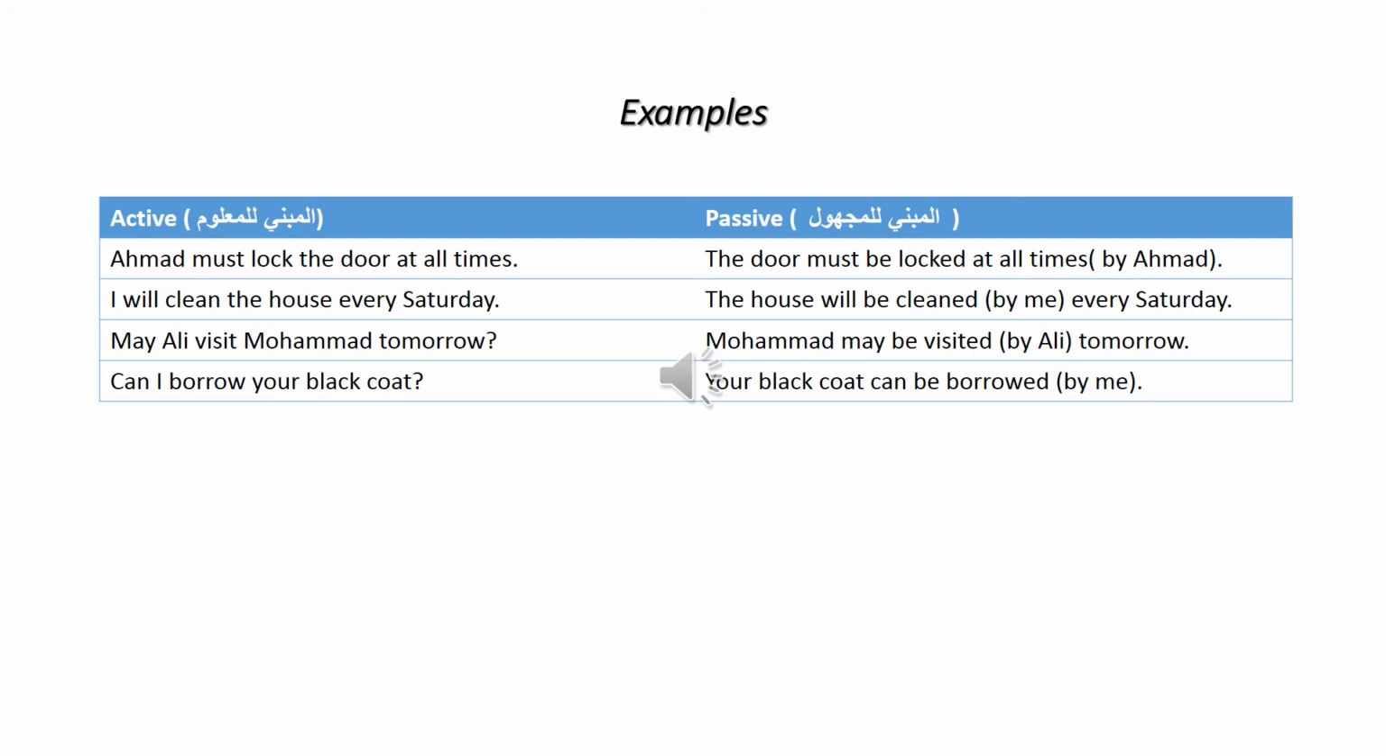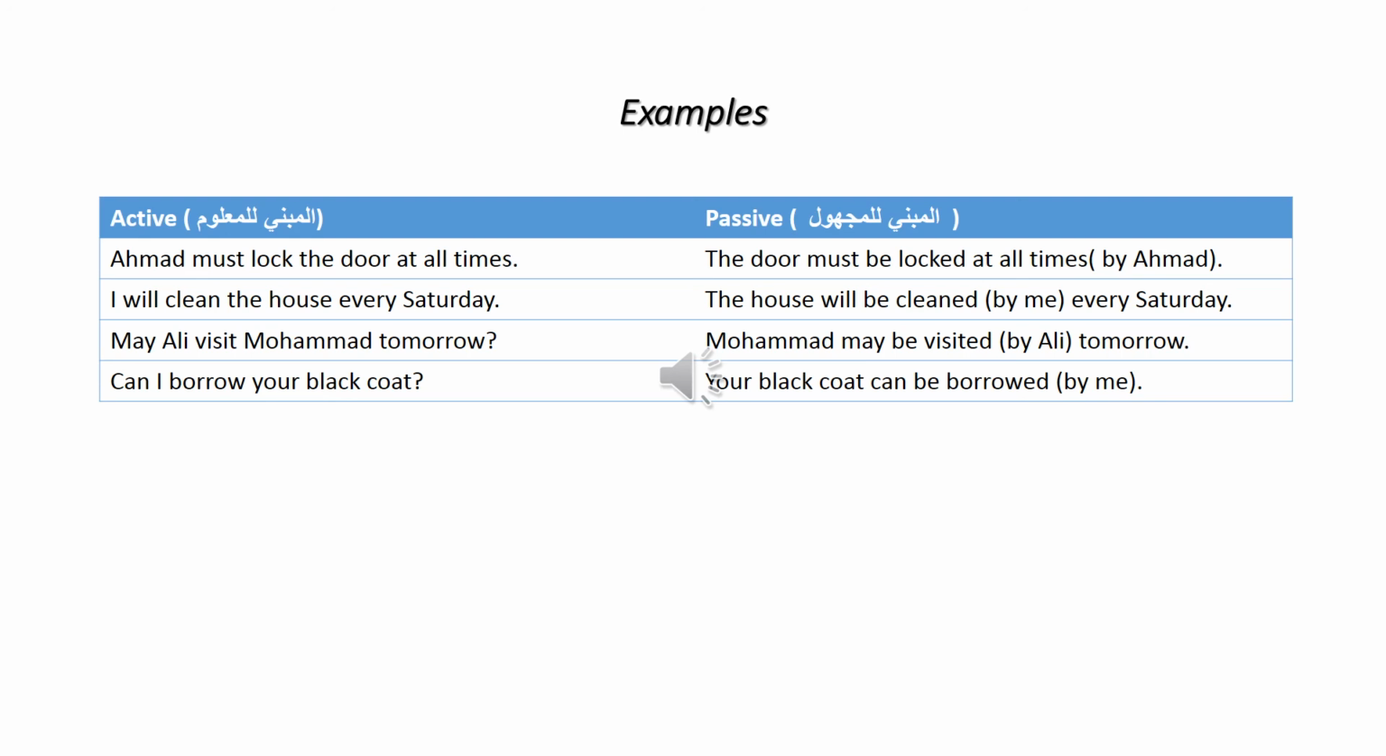And when I want to rewrite this sentence in passive form, لما أنا بدي أعيد كتابة هاي الجملة بالpassive form, I will start with the object, the house, then the modal will, then be, then cleaned. Verb 3, من clean, cleaned. By me. By me is the subject and it is optional to write the subject or not, every Saturday.